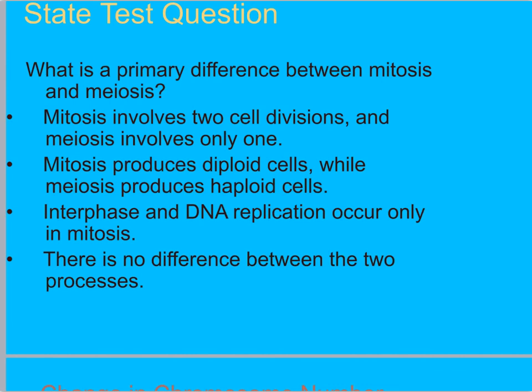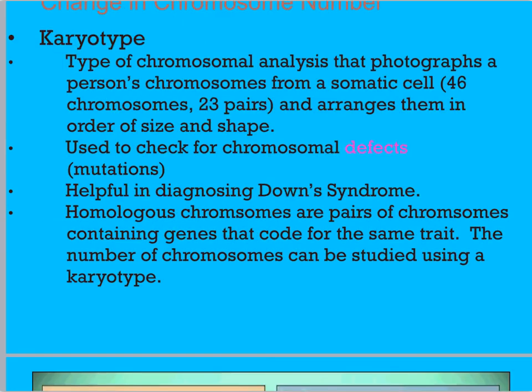What is the primary difference between mitosis and meiosis? Mitosis involves 2 cell divisions, and meiosis involves only 1. Mitosis produces diploid cells. Meiosis produces haploid cells. Interphase and DNA replication occur only in mitosis, or there's no difference between the two processes. Well, hopefully you picked this one. Mitosis makes diploid, meiosis makes haploid, because it's the only statement that is true.